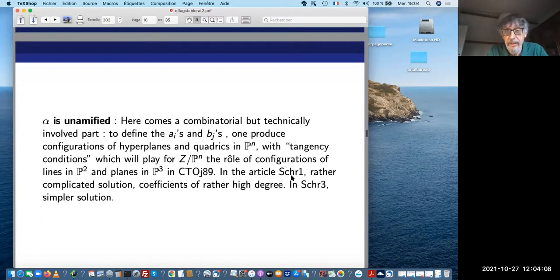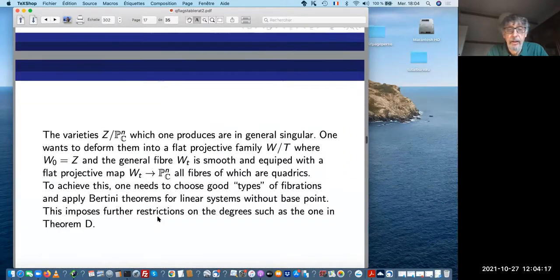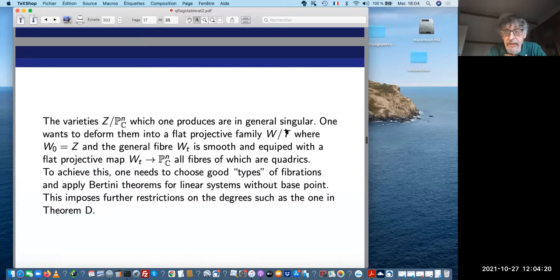Okay, so this is what I'm saying. In the article Schreieder 1, there is a rather complicated solution, with coefficients of rather high degree. In Schreieder 1, 3, there is a simpler solution. Okay, the varieties one produces are rather singular.